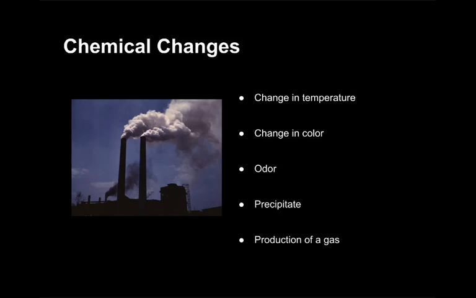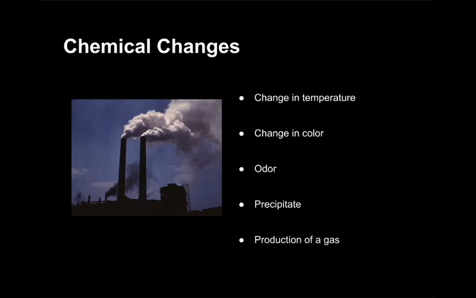Let's talk about chemical changes. Chemical changes are changes that occur when one substance is transformed into another substance. Unlike physical changes, a chemical change oftentimes is irreversible. That means that you can't put it back together again, right? You can't make the reaction go backwards. So whenever we have a chemical change, oftentimes it's accompanied with some evidence of that chemical change.